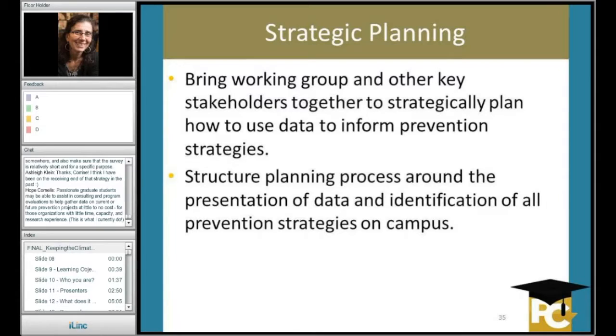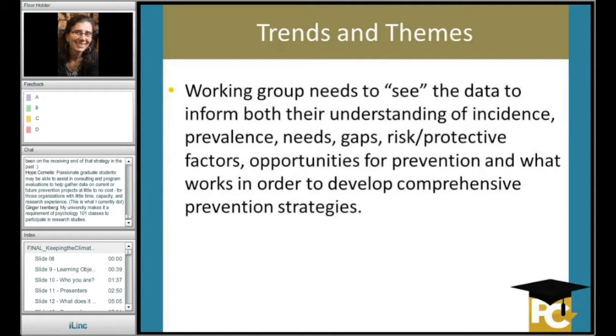What's really important in this process is to do strategic planning. And again, that gets back to my piece around comprehensive prevention being planned and strategic. It's important to bring this working group together with other key stakeholders to strategically plan how to use data to inform prevention, and to structure a planning process around the presentation of data, as well as the identification of all prevention strategies on campus. It's important for the working group to see the data to inform their understanding of incidence, prevalence, needs, gaps, risks, protective factors, and opportunities for prevention, as well as what works in prevention on your campus, to develop those comprehensive prevention strategies.